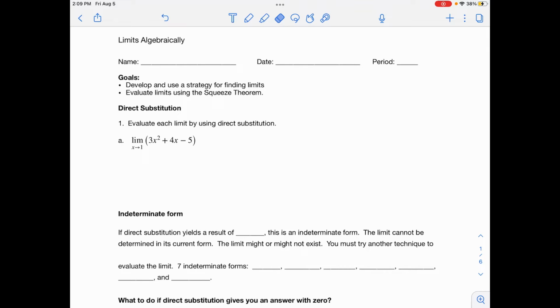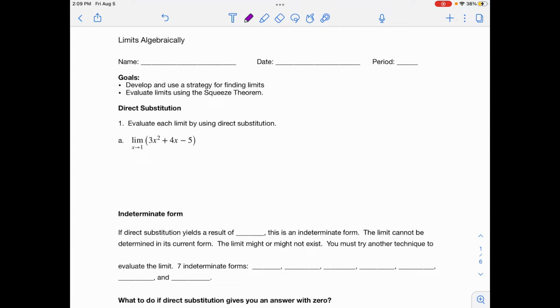In today's video, we're going to look at finding limits algebraically. And these techniques that we're going to learn today are to help us solve any limit problem without having to go to the graph, as we learned in our last section. Now, this first problem, we're going to solve using the direct substitution method.